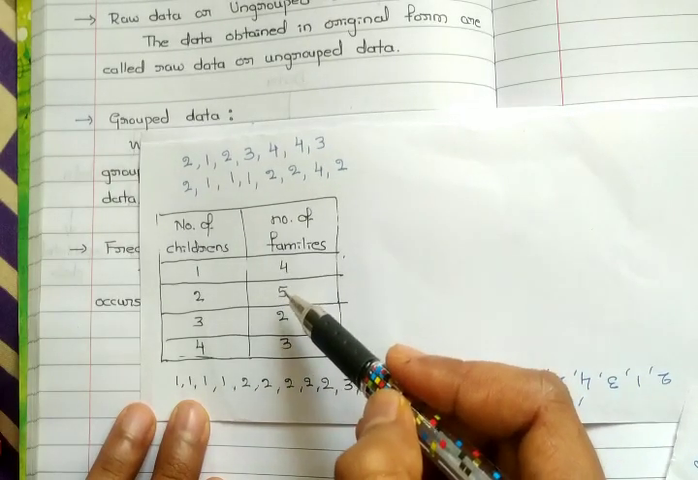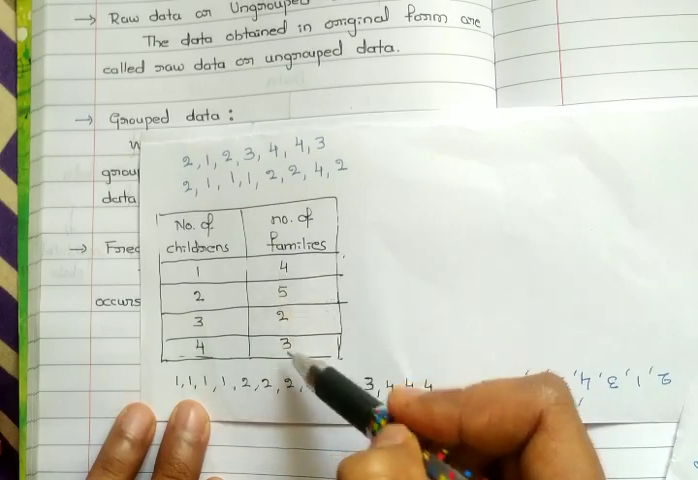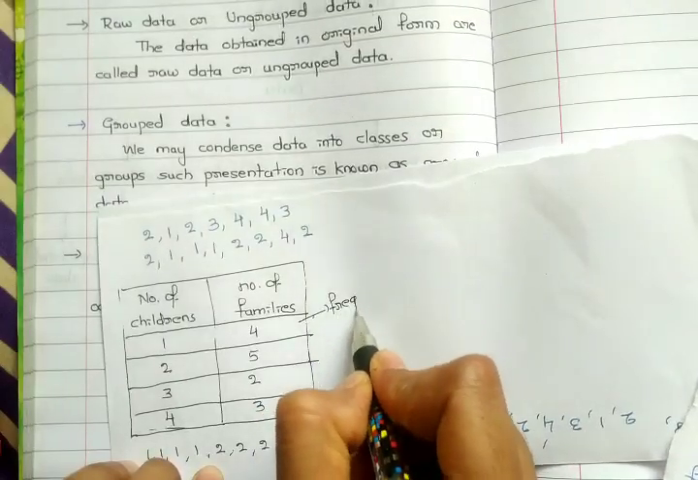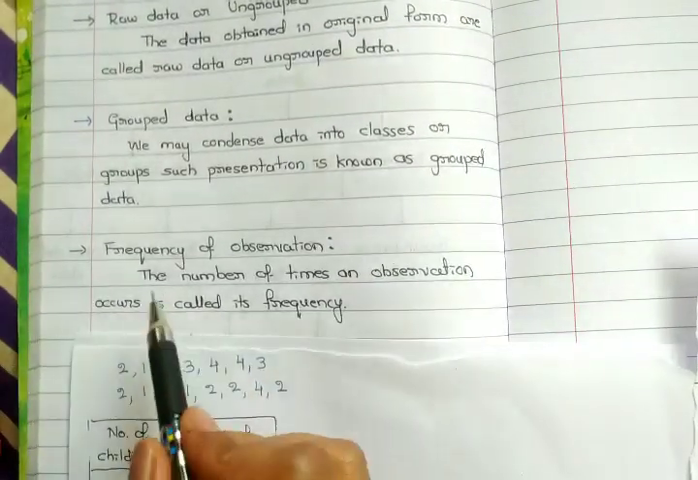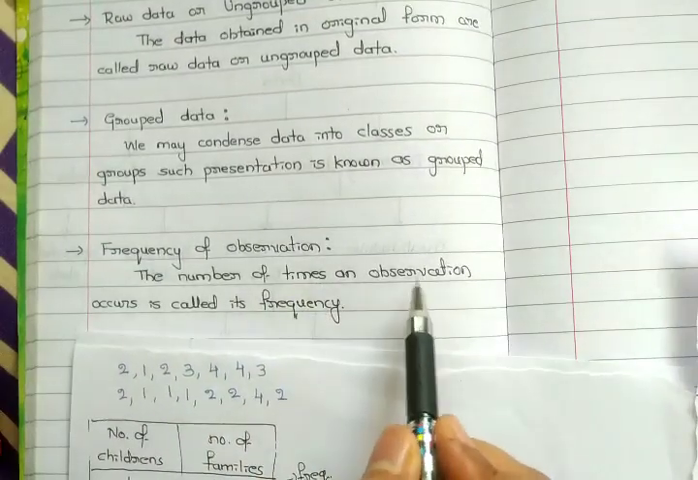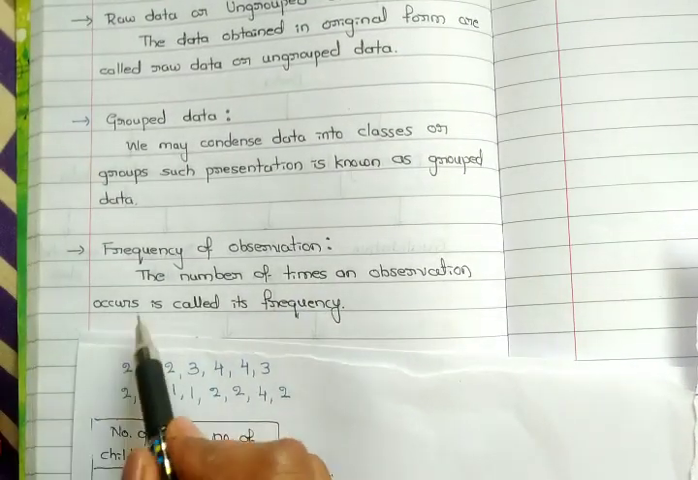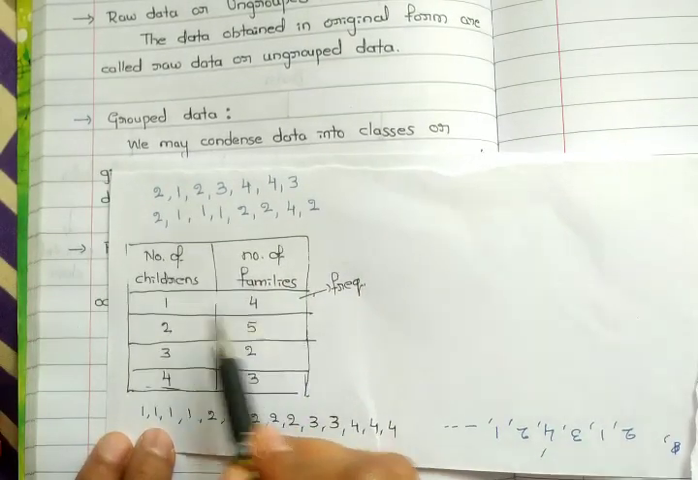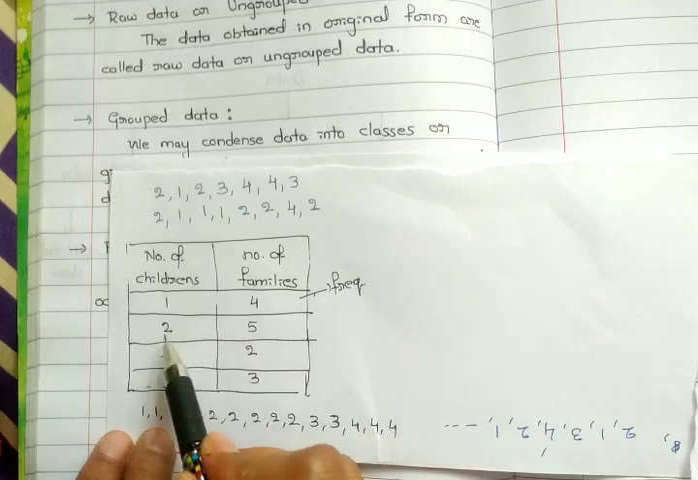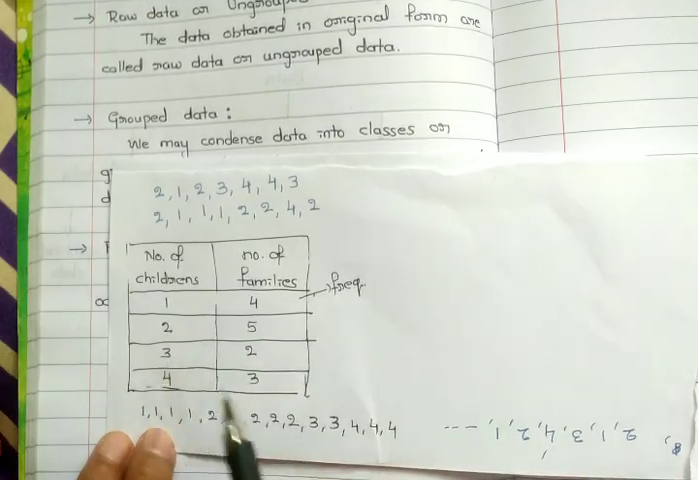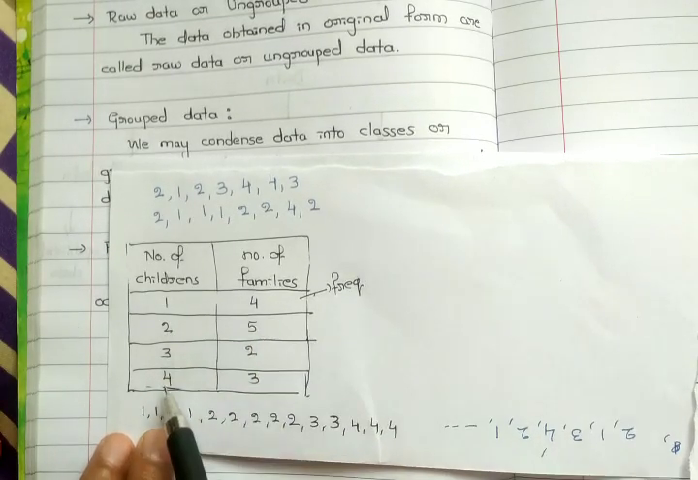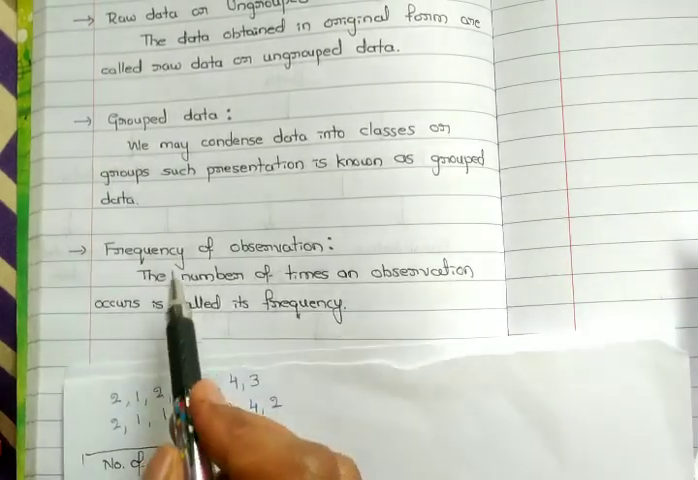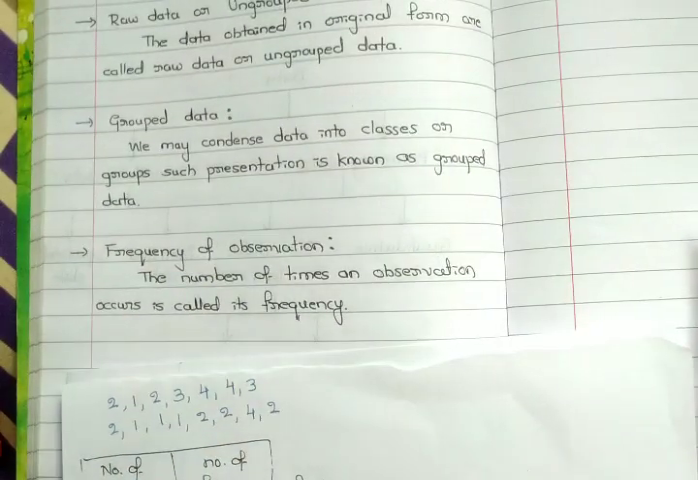4, 5, 2, 3. This is what we call the frequency of observation. You can see the number of times an observation is repeated. Here, 1 is repeated 4 times, 2 is repeated 5 times, 3 is repeated 2 times, and 4 is repeated 3 times. Such a type of observation is called the frequency of observation.